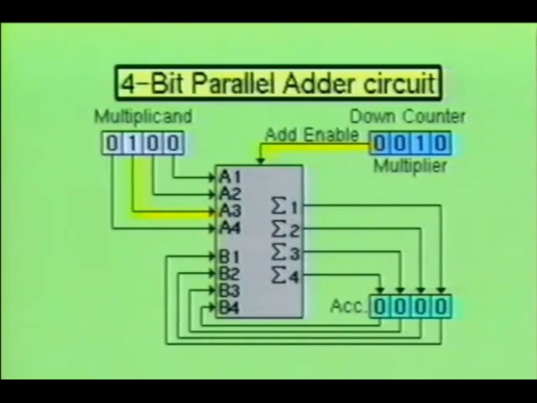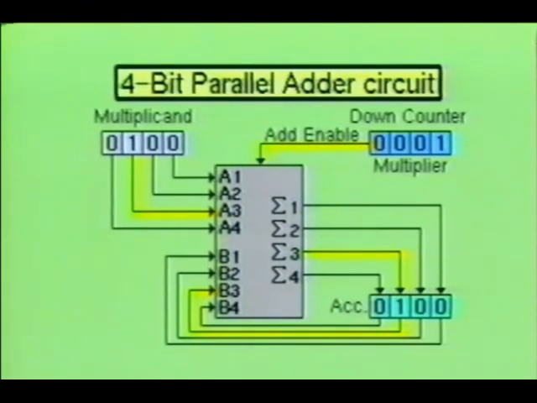Since the multiplier has a binary number greater than 0, 0, 0, 0, it will enable the 4-bit parallel adder stage and cause it to add the binary numbers placed at inputs A1 to A4 with the binary numbers placed at inputs B1 to B4. You may have also noticed that the multiplier decreased by 1. Since the inputs A1 to A4 have a binary 4 and the inputs B1 to B4 have a binary 0, the accumulator will store the sum of binary 4.